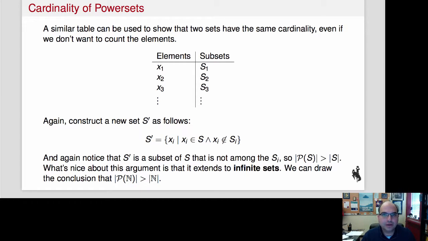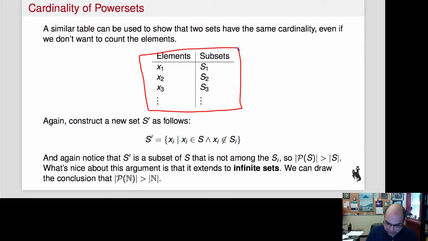Okay, now we're going to try to do the same argument, but for infinite sets. So here's our table, okay? And notice that there is no nth row. I mean, it just goes on forever, okay? So I have x1, x2, x3, dot, dot, dot, right?